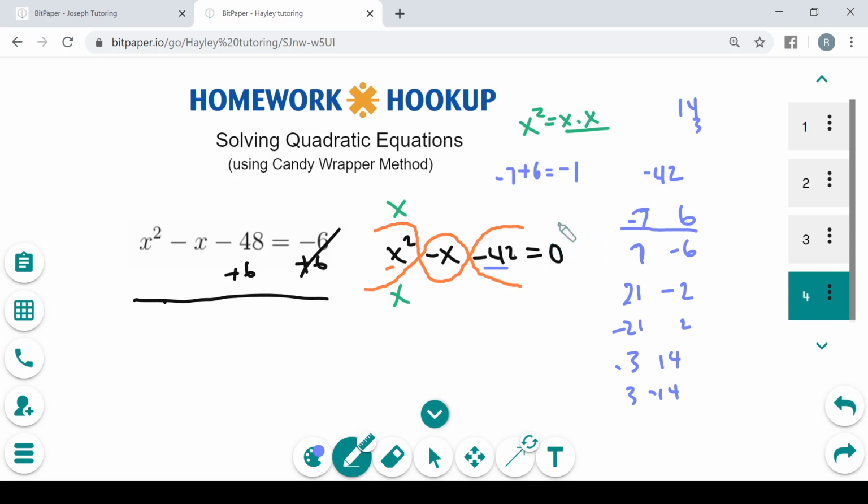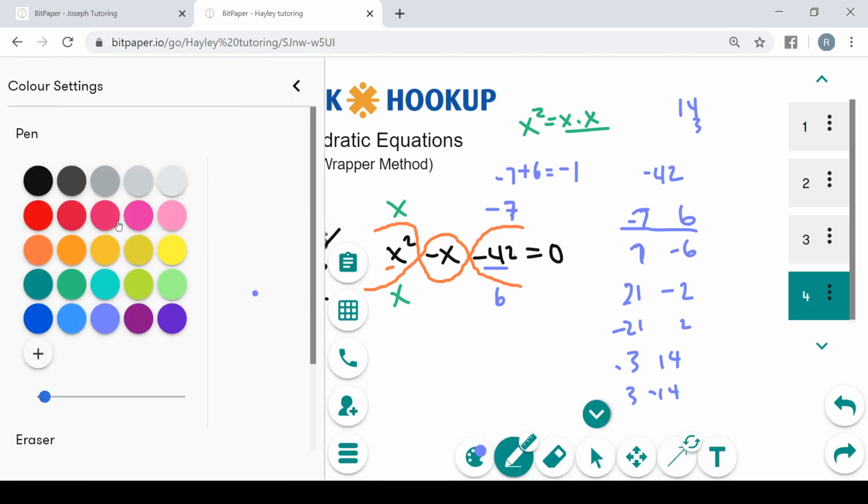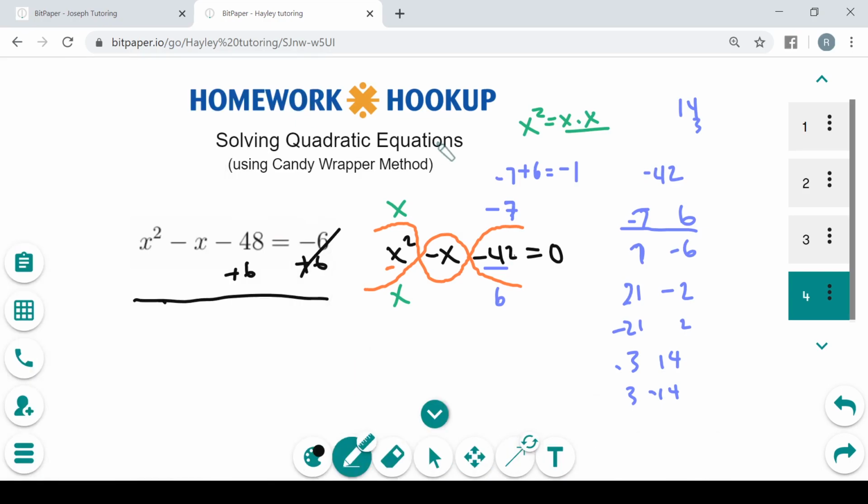So what you're going to do is, since we know that negative 7 times 6 is negative 42, and when you add them together, you get negative 1, this is what we're going to do. We're going to put the negative 7 here. The winner can go here, and then this actually tells us our two terms. So our answer is literally just going to be this. So watch this. Positive 6. So we get x minus 7 and then x plus 6.